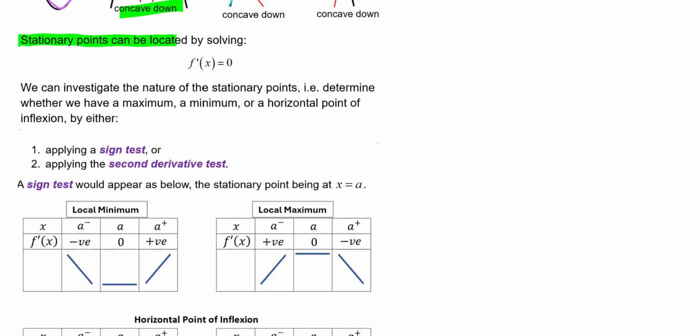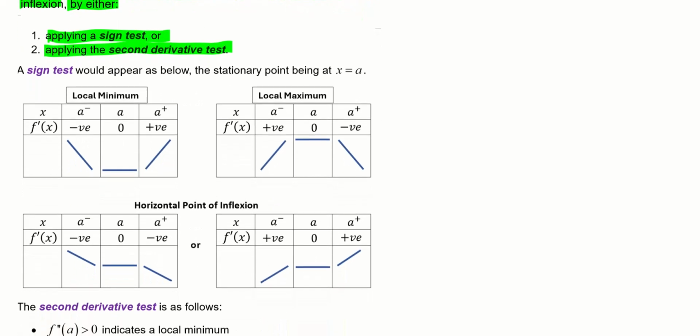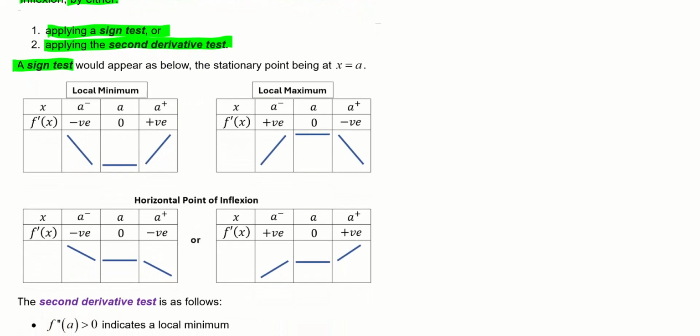Stationary points can be located, or at least the x-coordinate can, by solving f dash x is equal to 0. We can investigate the nature of stationary points, i.e. determine whether we have a maximum, a minimum, or a horizontal point of inflection, by either applying a sign test or applying the second derivative test. A sign test would appear as below, the stationary point being at x equals a.